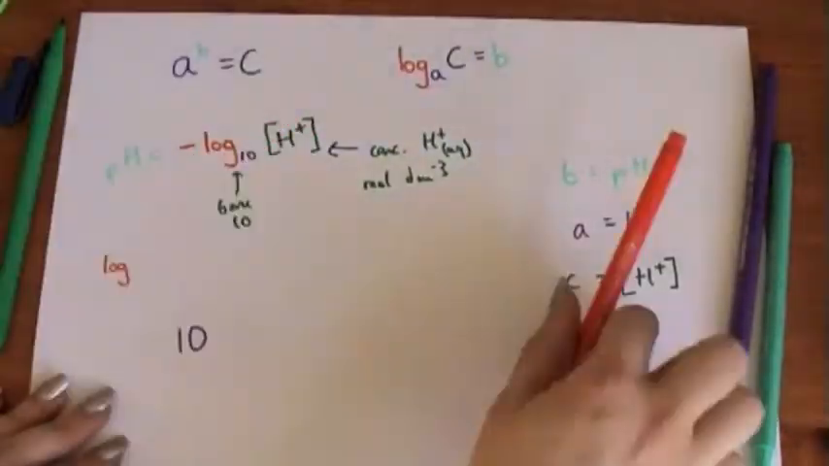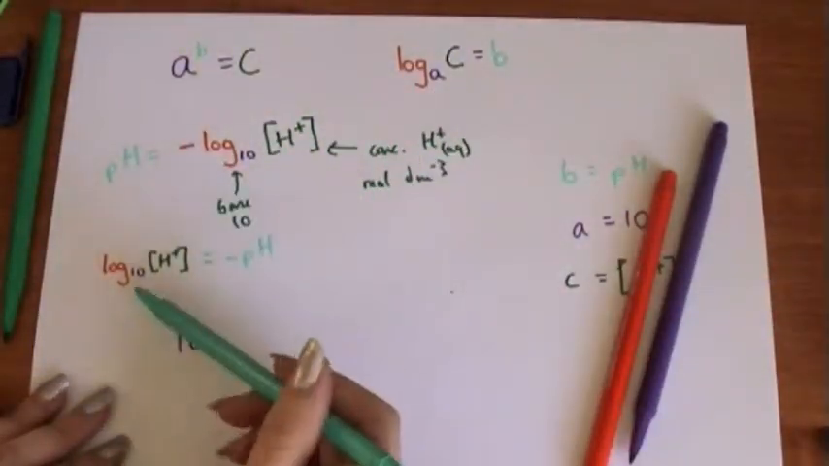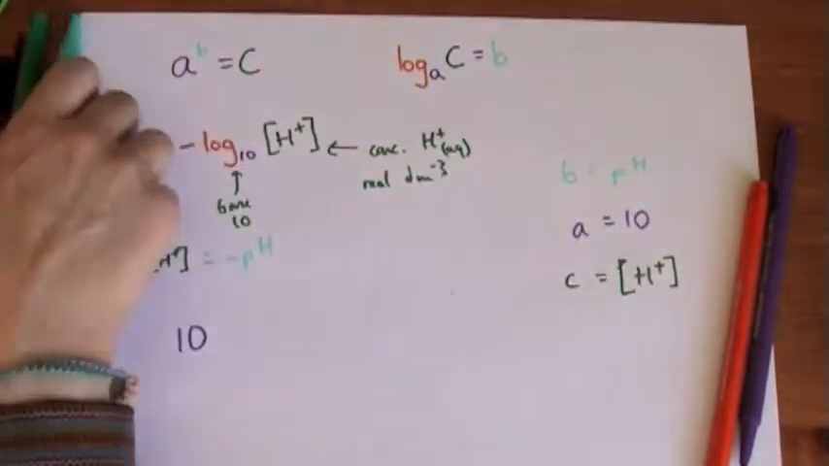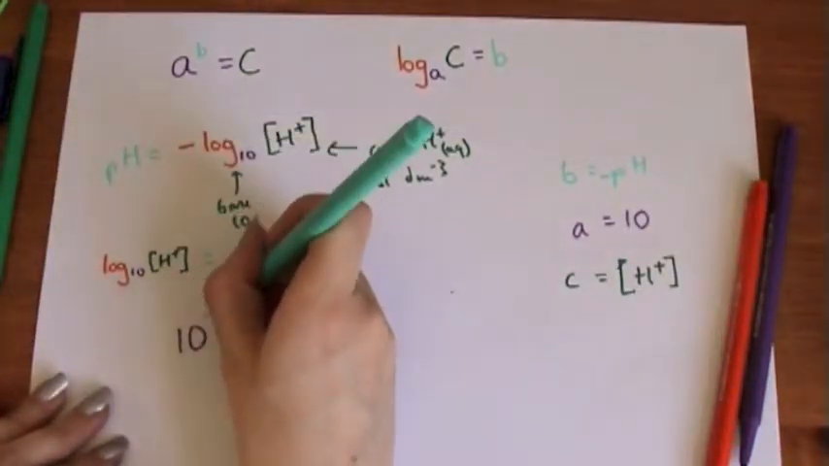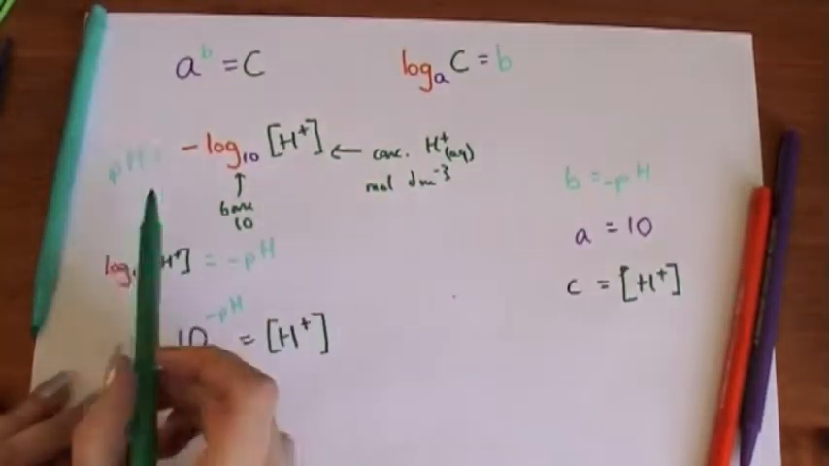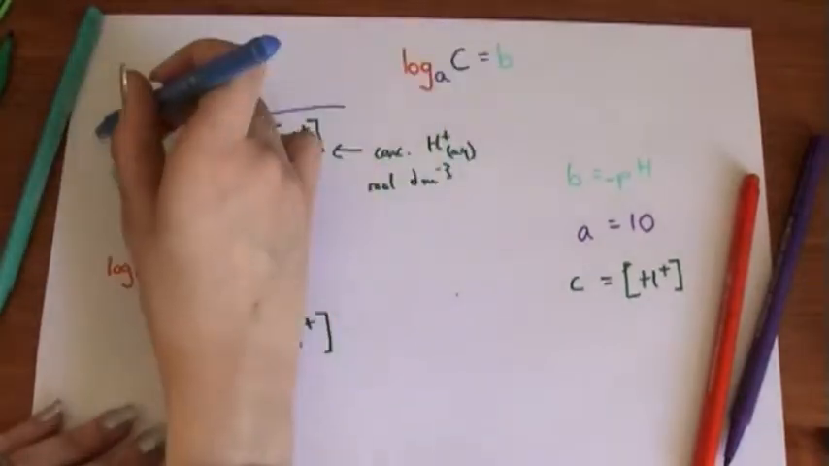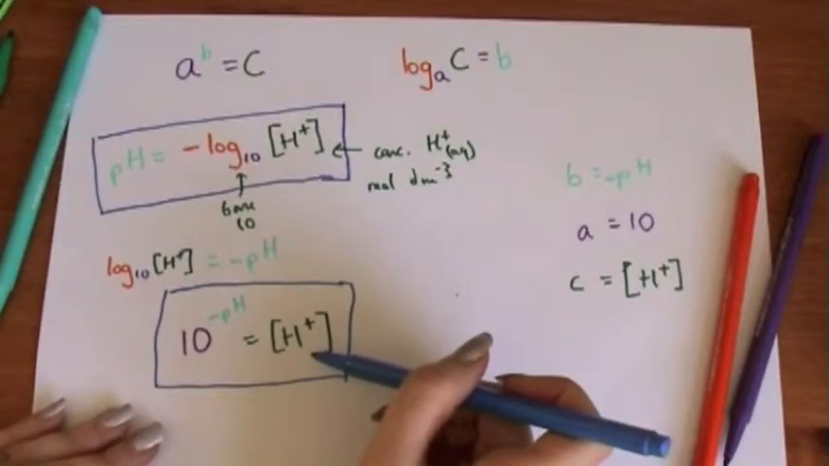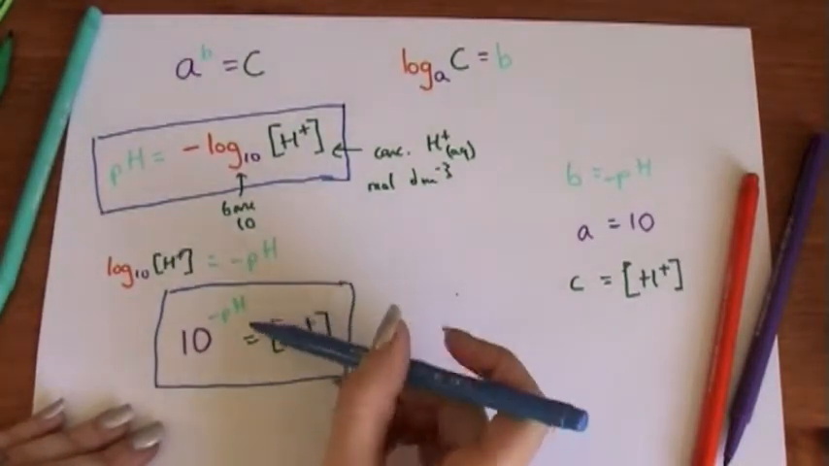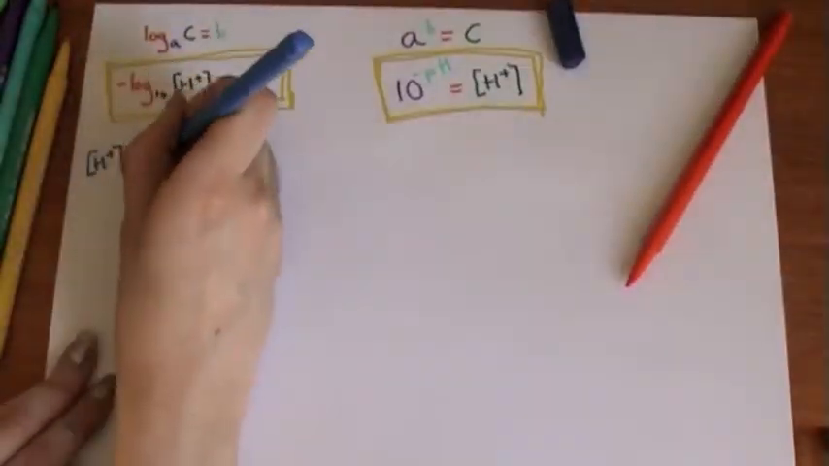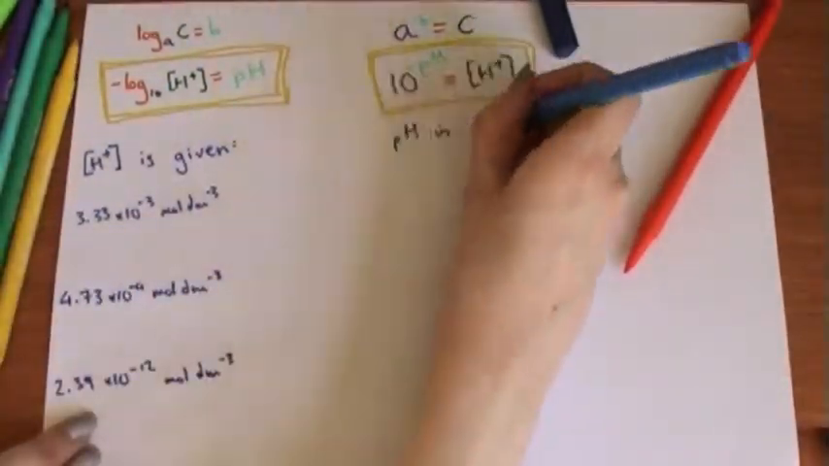Because we have a minus here, if I rearrange this, we end up with log base 10 of H plus is equal to minus pH. So then we can substitute things in. A equals 10, so actually B equals minus pH, and that is all equal to C, which is our concentration of H plus. Here we have the two main equations for pH. pH equals minus the log base 10 of H plus, and 10 to the minus pH is equal to the concentration of H plus ions. So here we can work out our H plus concentration if we have our pH value, and here if we have our H plus concentration we can work out our pH value.